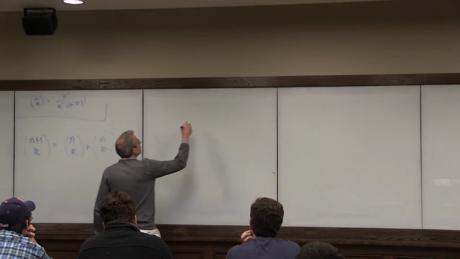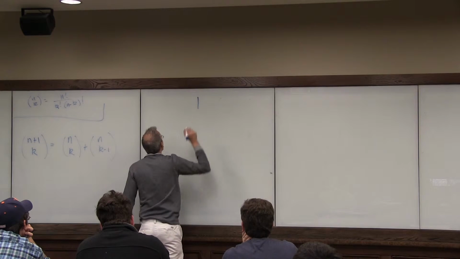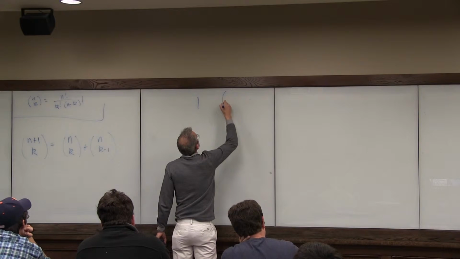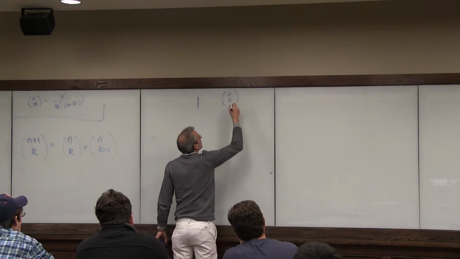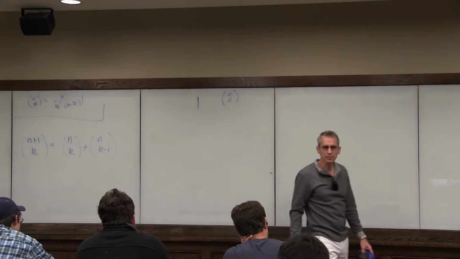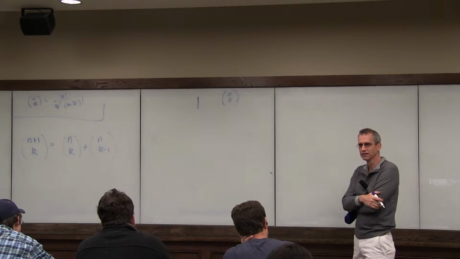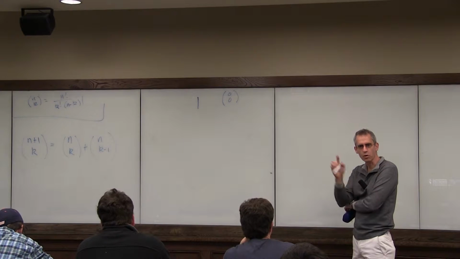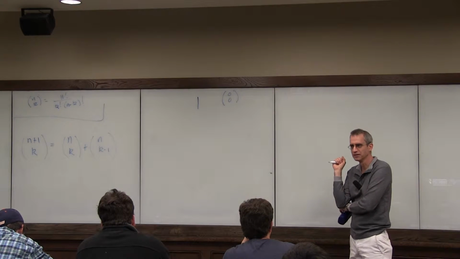Okay, so let's see how this makes our lives easier. That's a 1. And 1 is the same as 0 choose 0. The number of ways you can choose nothing from nothing, well, there's one way, and that's to choose nothing.